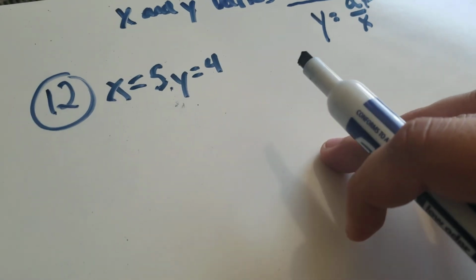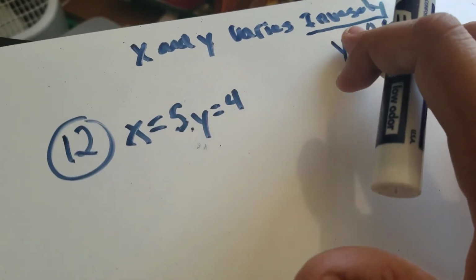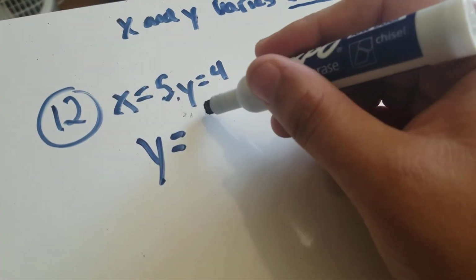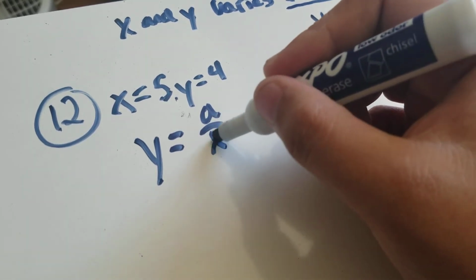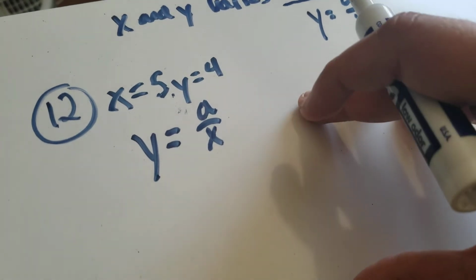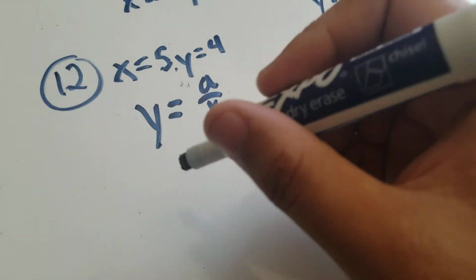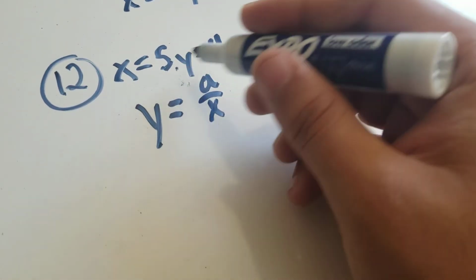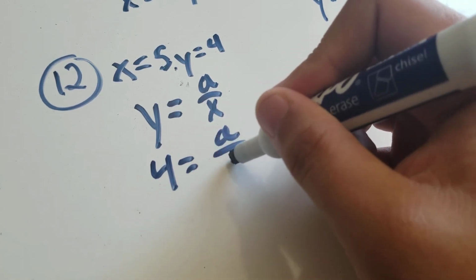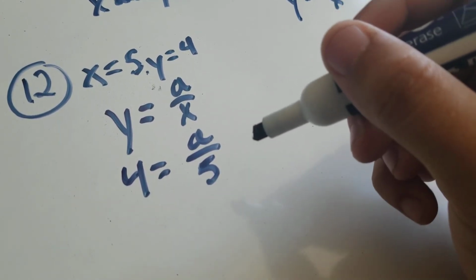Our first step is to find a. How do we do that? I guess I will call it the second step because the first step is to set up the inversely. So step 1 is going to be y equals a over x. So first step is to set up your equation with variables. Step 2 is to plug in the variables you know. So I know y is 4 equals a over 5, and x is 5, okay? So second step, I just did it, plug in what you know.